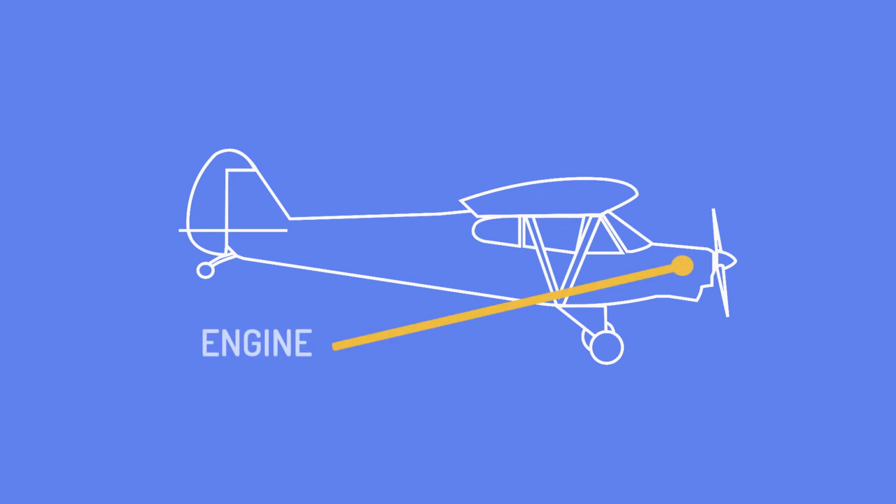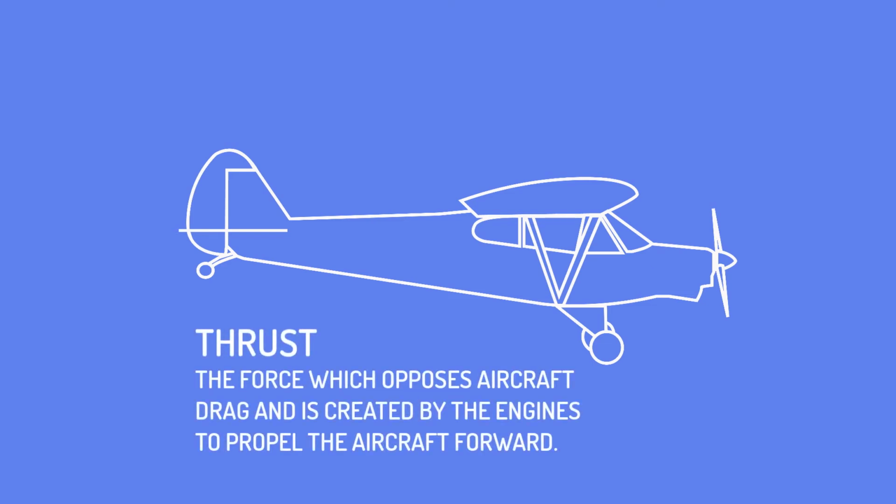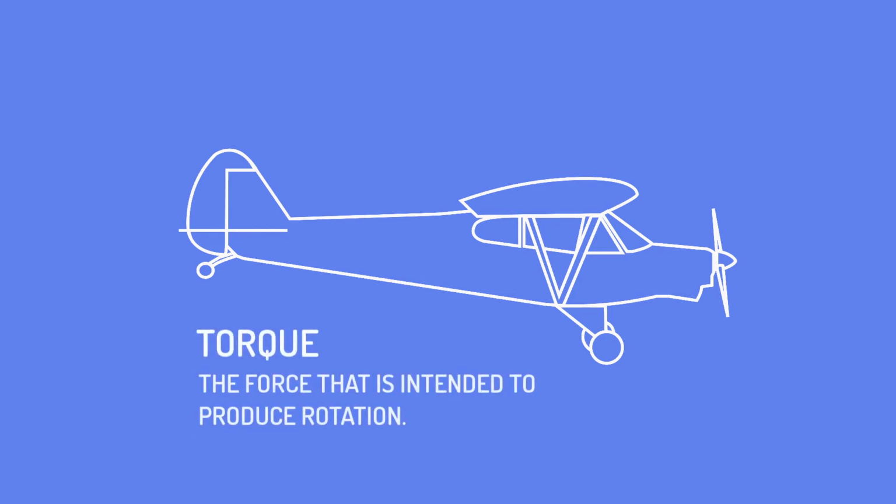An aircraft engine, or aero engine, is the power source for a plane. Most are either piston engines or gas turbines. The two concepts of engine power you need to be familiar with are thrust and torque. Thrust is the force that opposes aircraft drag and is created by the engines to propel the aircraft forward. Torque is the force that is intended to produce rotation.